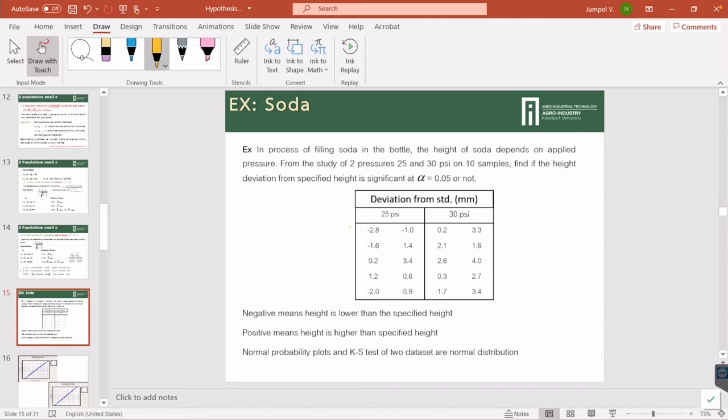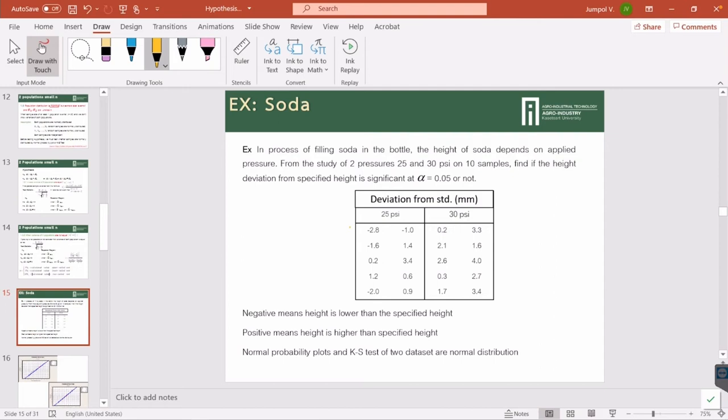If it is positive, the height is higher than the specified height. As you can see from here, with 30 psi, it appears that the height is higher than with 25 psi. So we want to test whether this difference is significant or not.